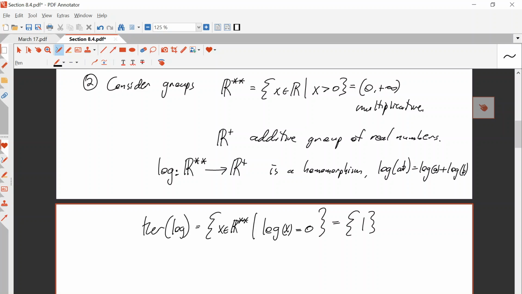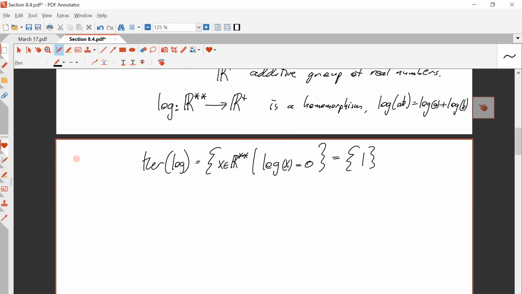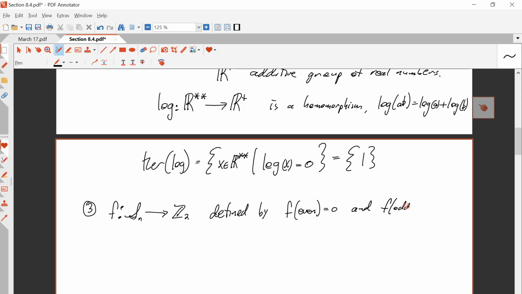Let's have a finite group example. We've seen this one before, but we'll say it again. f from Sn to Z2, the group of all permutations of the set from 1 to n, and Z2, defined by f of an even permutation is equal to 0, and f of an odd permutation is equal to 1. That's a homomorphism.